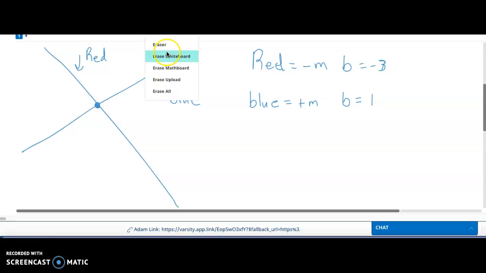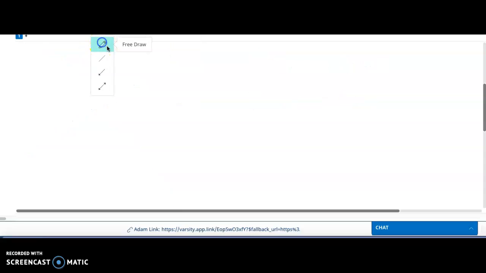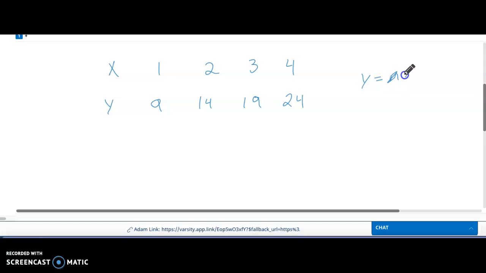All right, last bullet point for DOK2. Create an equation based on the following table. So you have x: 1, 2, 3, 4, and then y is 9, 14, 19, 24. All right, so this is a linear regression because it's going up steadily, not exponentially. So we're going to use the linear equation y equals mx plus b.